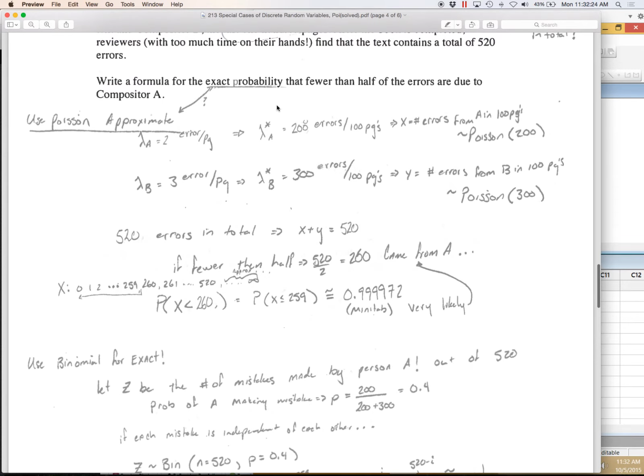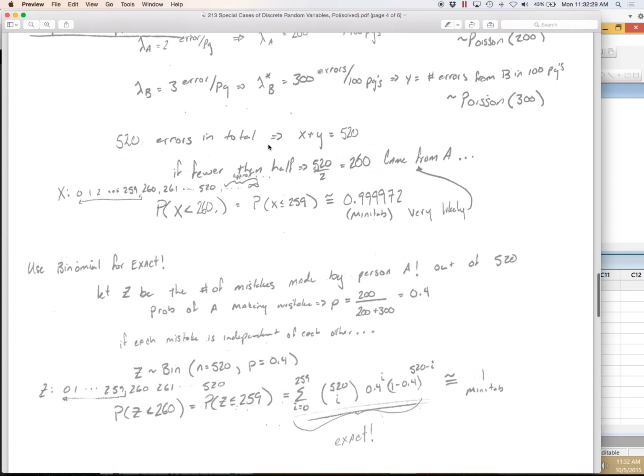Here, this question asks you to write it as an exact probability formula. So I do write the formula. I know that the binomial formula is the number of reps choose the number, probability of success to that number, probability of failure to the remaining number. But here, of course, I need to sum up from 0, 1, 2, 3, all the way up to 259. I can use the summation notation to do this.